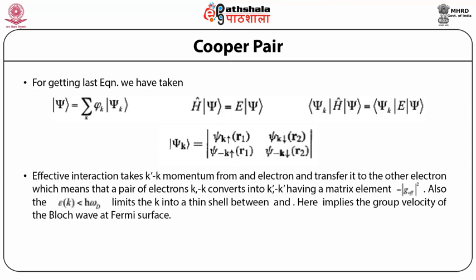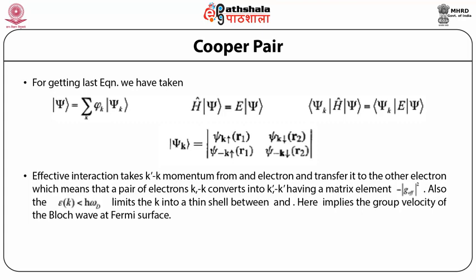The effective interaction takes k prime minus k momentum from this electron and transfers it to the other electron, which means that a pair of electrons k and minus k converts to k prime and minus k prime, having a matrix element minus mod G effective squared. Also, the limit that epsilon k is less than h cross omega d limits k into a very thin shell. So the entire sea of Fermi electrons is not involved now.